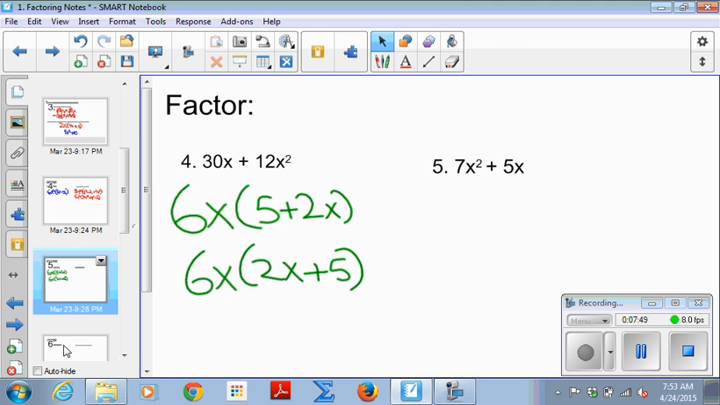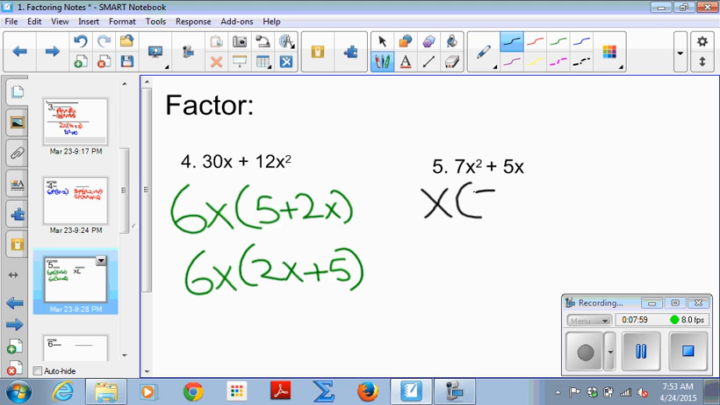Now, the next one. Well, 7 and 5, there are no common factors. However, the x's have common factors. So we take an x away from each term. That is what we're left with.